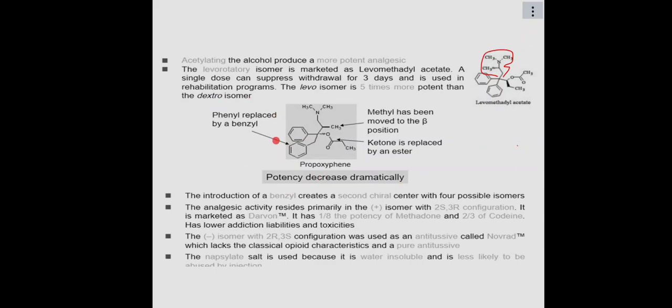We have said the phenyl is replaced by a benzyl. The methyl has been moved to a beta position. The ketone is replaced with a reversed ester, and therefore that drastically decreases activity. Because if you look at the SAR, we have mentioned all those groups, and we have said they are necessary for maximum activity. Introduction of benzyl creates a second chiral center, of course.